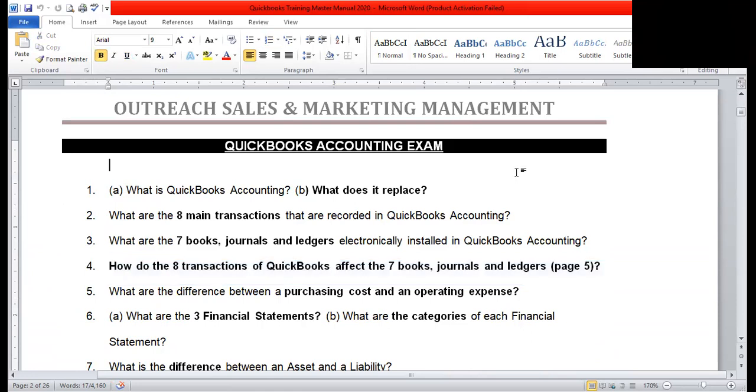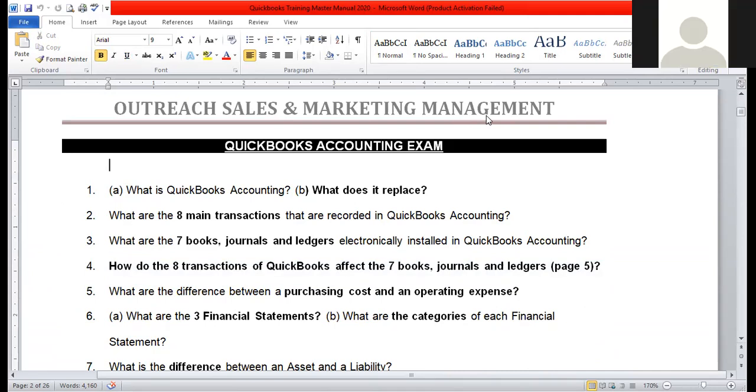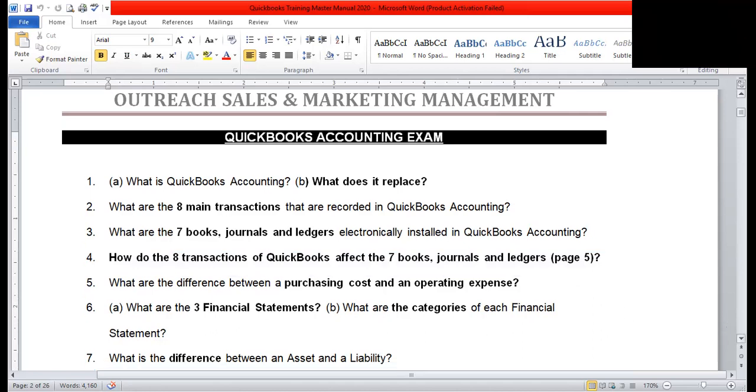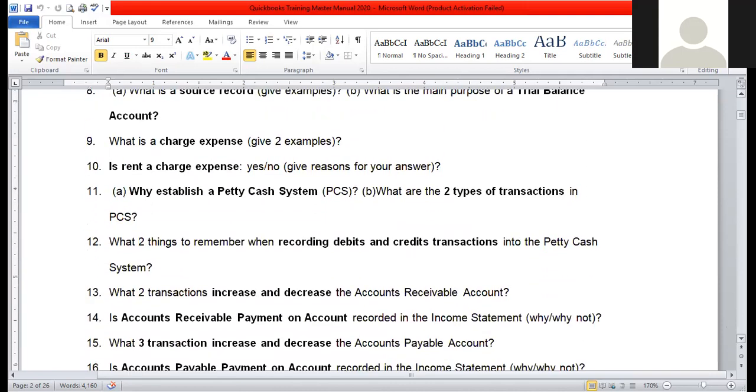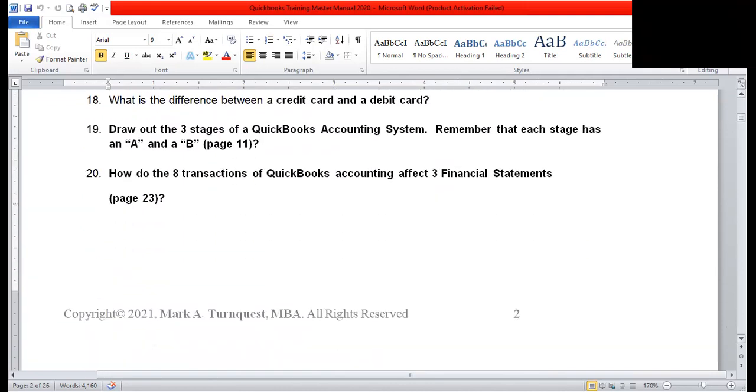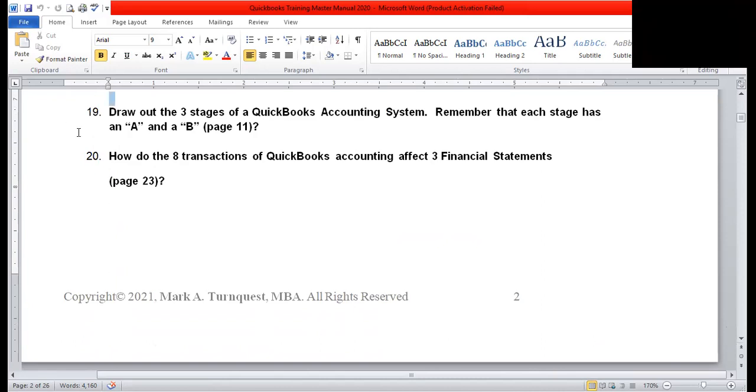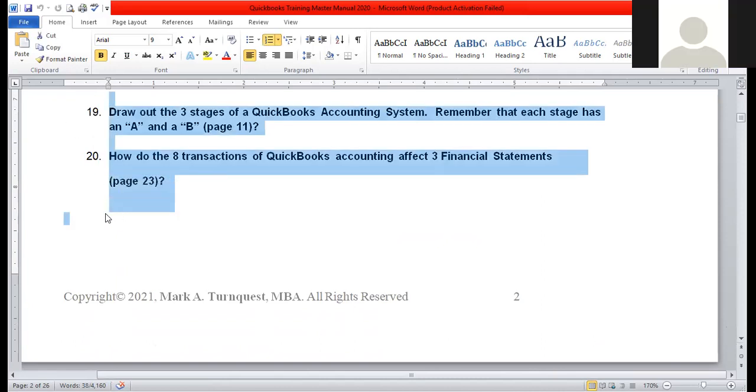Category two: you need to select one, only one, out of these three questions. Question 4, question 19, and 20. I know the one I want to select. 19 is mine. Only select one.